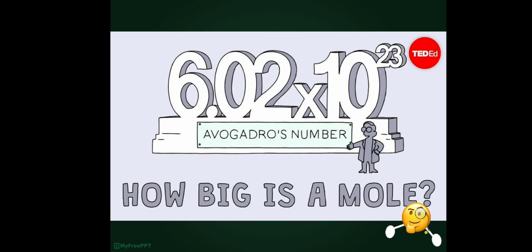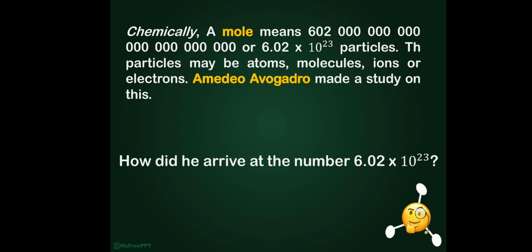Okay, let's go now to how big is a mole. Diba? I've already introduced to you the scientific notation. So how can we make the very very large number to a simplest form, then the very very small entities to a simplest form? I've already given that to you in the basic tools. I've already discussed that. So chemically, a mole means 602.